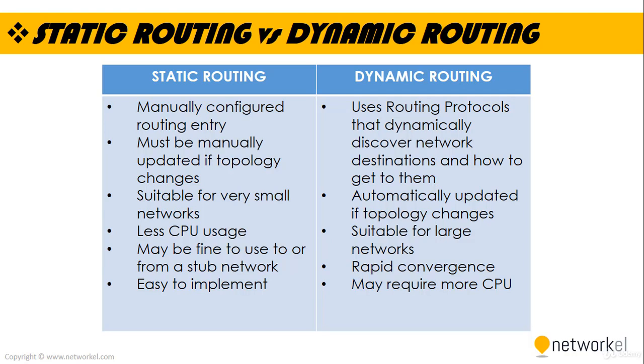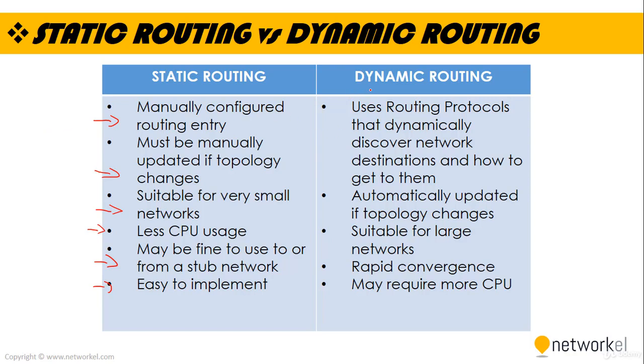Here is the comparison, guys, static routing versus dynamic routing. Static routing is a manually configured routing entry and must be manually updated if topology changes. This is suitable for very small networks and requires less CPU usage, and that may be fine to use to or from a stub network. Static routing we can use in a stub network, and it is easy to implement. We're just writing one statement that points a destination and the subnet mask and the next hop.